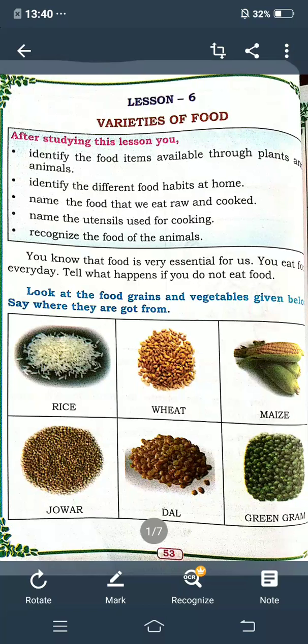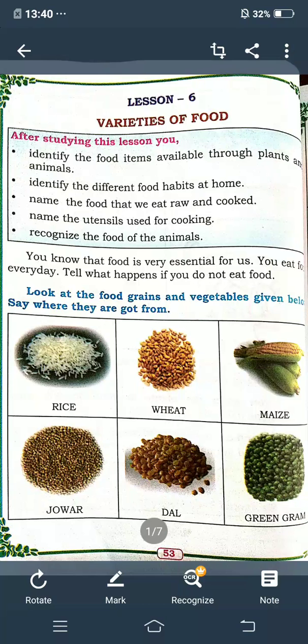I am going to read, listen carefully. After studying this lesson, you will identify the food items available through plants and animals, identify the different food habits at home, name the food that we eat raw and cooked, name the utensils used for cooking, and recognize the food of the animals. So these all are in this lesson.